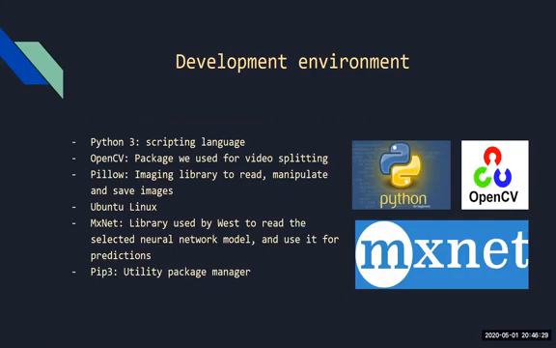West has given us remote access to their machine, and it is running Ubuntu Linux, and that's what we've been using to develop our project for our senior design. MXNet is a library West is using to train their neural network model. They're also using it to read in a pre-trained model, which is a params or JSON file, and they're also using it to predict on new images that we feed into the model. Pip3 is a package manager, which we are using to easily install all the packages that I mentioned in this slide.